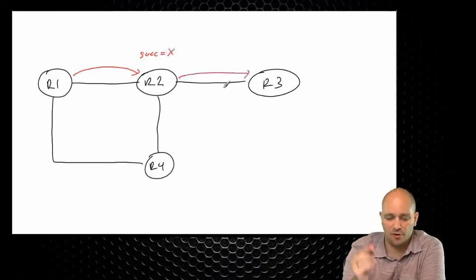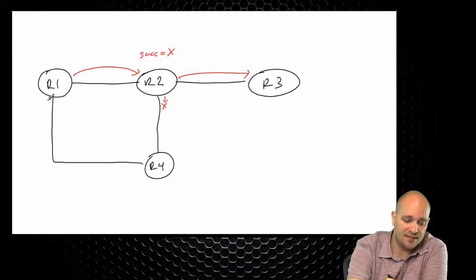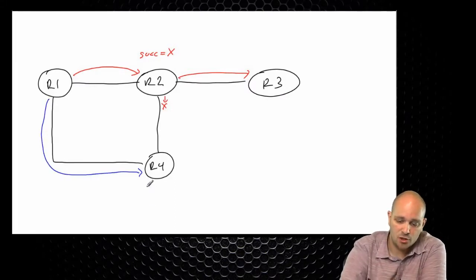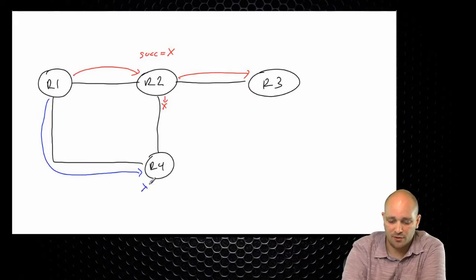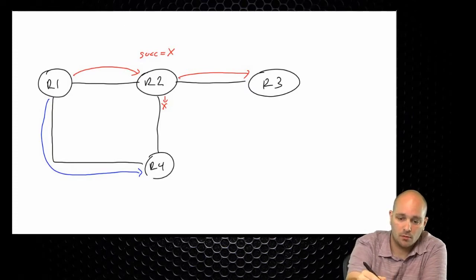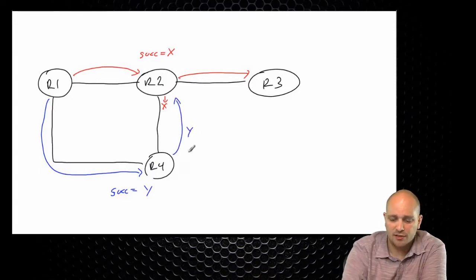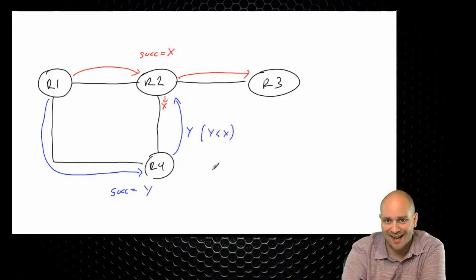This route gets advertised here, irrelevant. I'm going to ignore the fact that this route is being advertised to R4, but I'm not going to ignore the fact that this route is being advertised here. So at this point, this is going to be some metric. Let's say, Y. So at this point, this is a successor on R4. So R4 advertises this route as Y. And let's say here that Y is actually lower than X.